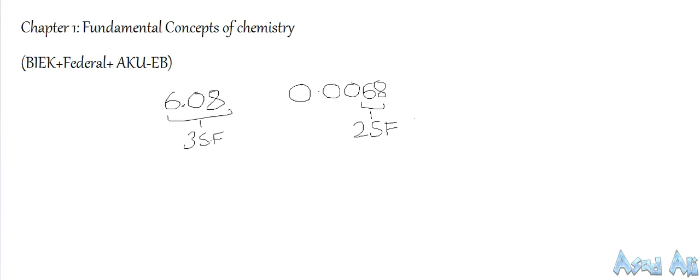Now if the zeros are on the right-hand side of the value, will they be significant or not? They will be significant if there is a decimal. If there is a decimal, there are 4 significant figures. But if there is no decimal, there will be two significant figures.